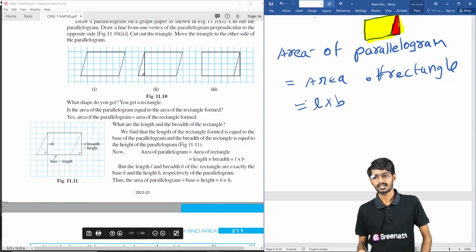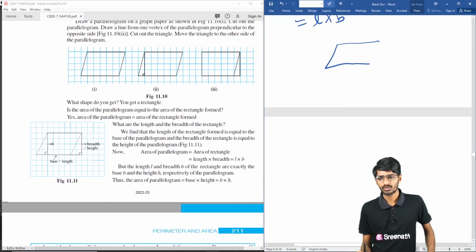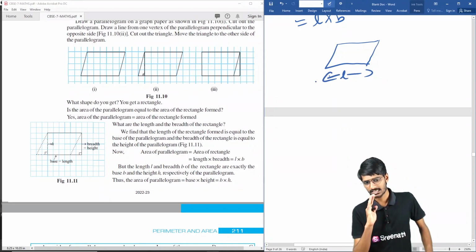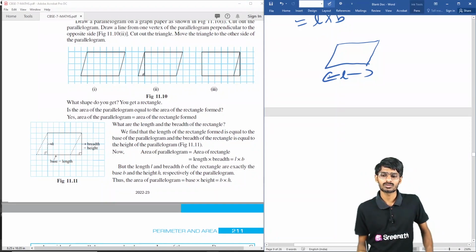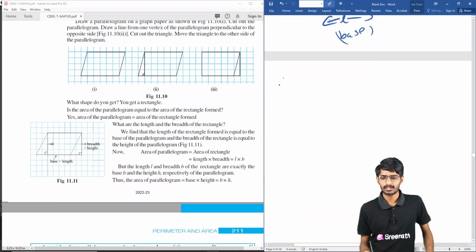Another way, coming to the parallelogram: if you know only the parallelogram, what is the length and what is the breadth? Length is the base, but what about the breadth? It is the perpendicular distance. For that, we draw a perpendicular like this from the opposite vertex. This length is called the breadth, which is nothing but the height also. So the formula is base into height. Here it is the base.